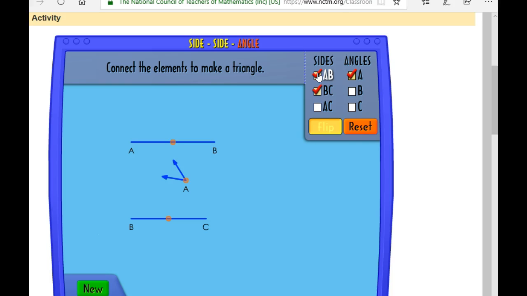Well, check it out. We got an angle, side, side. So let's see if it makes a triangle. First of all, it should make a triangle. Will it always make the same exact triangle? So everyone is excited because now we get to think about it. Angle, side, side makes a triangle.